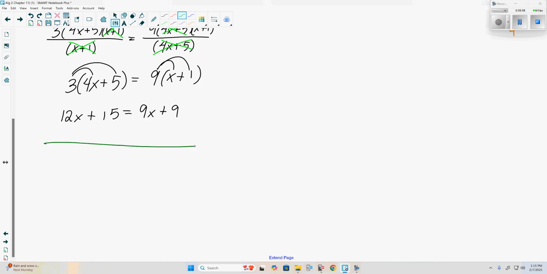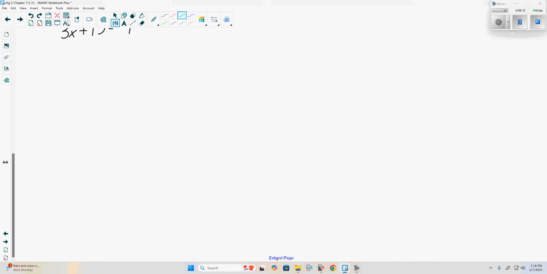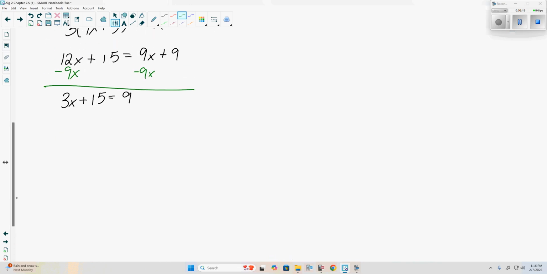Minus 9x, yes. We can subtract 9x from both sides. Now 12x minus 9x will give us 3x, plus 15 is equal to 9. What can we do next?